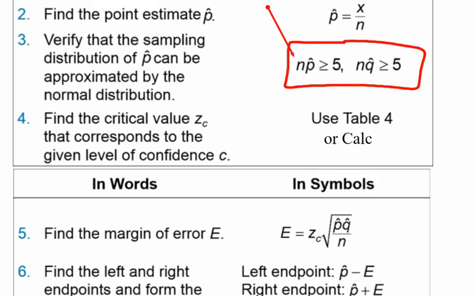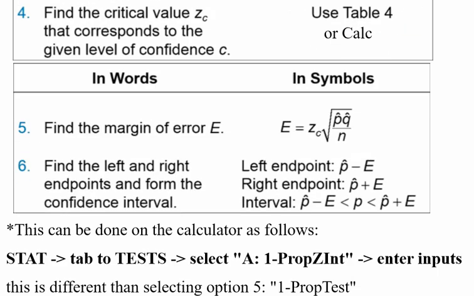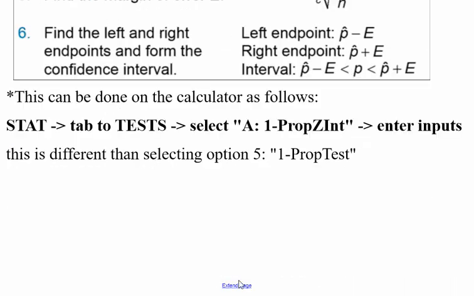You can find the critical z-scores by using the table or inverse norm. We're going to be using the calculator. Then you would find your margin of error, and then you'd add and subtract that margin of error from our point estimate. So all of this can be done on the calculator. You can also do the steps above, but we're just going to be using the calculator.